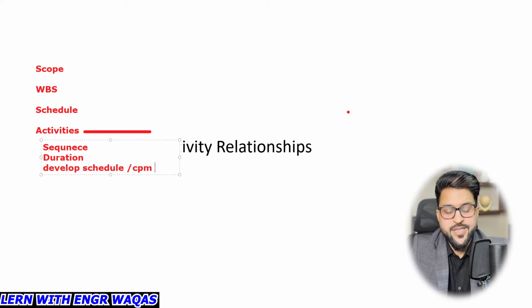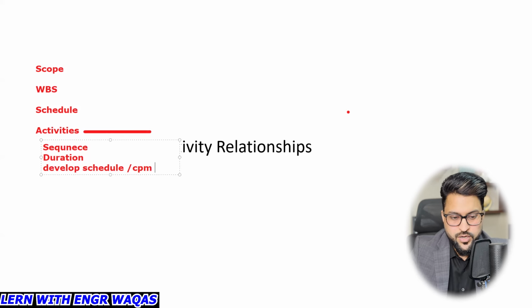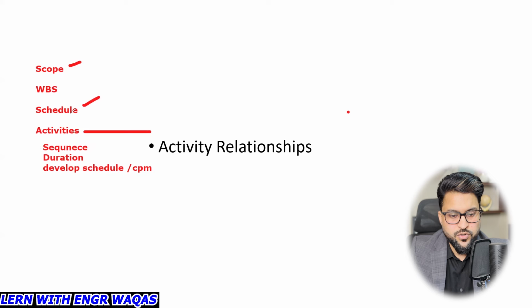So this sequence is very important, whether you are working in the EPC industry or in the shutdown industry. So I hope it will be understandable. Scope management, this is schedule management. Under schedule management, this is the define activities process, this is sequence of activities, this is duration estimate, and develop schedule. So, activity relationships.